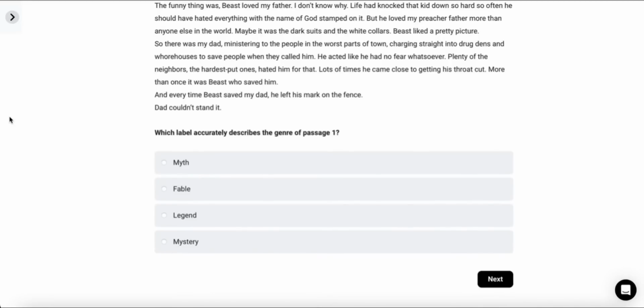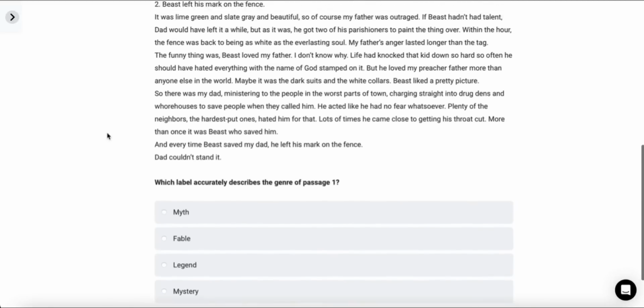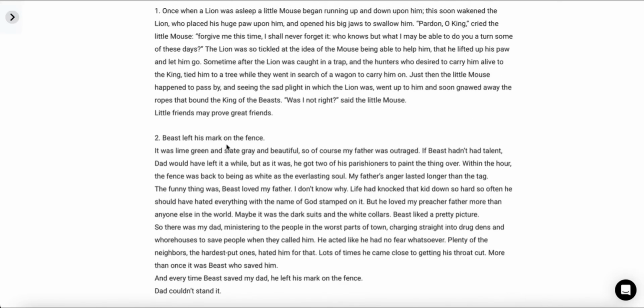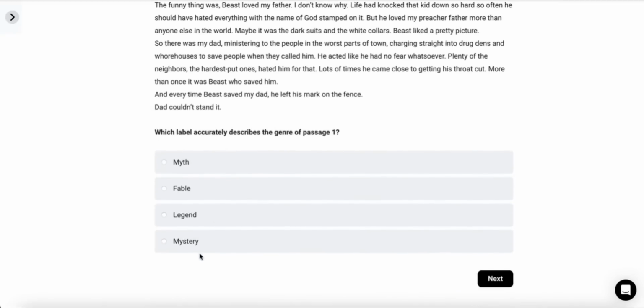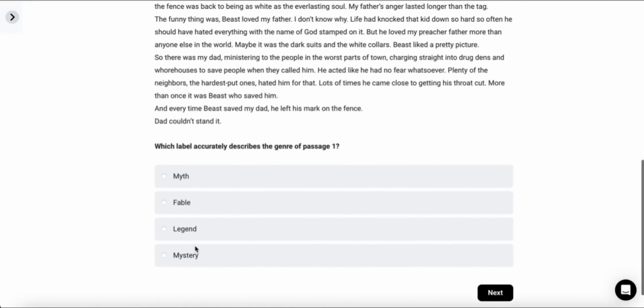A legend is a type of story that is usually regarded as historical, but it's hard to authenticate whether it's true or not. So you might think of, for example, the legend of King Arthur. This story isn't a legend, particularly because of the talking animals, of course. And mystery is about solving something specific, solving a crime, for example, or solving an event. And mystery wouldn't fit for this kind of text.